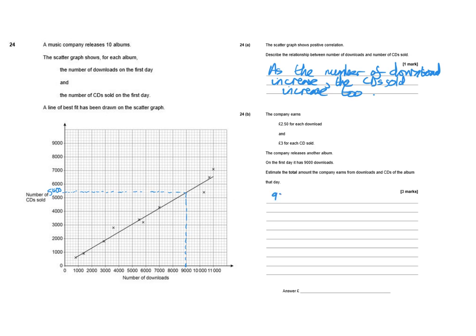So 9,000 is for the download times the £2.50. So how do I do that without a calculator? Well, 2 lots of 9,000 is 18,000, and then half of 9,000 is 4,500. So adding those back together, I would get 22,500.